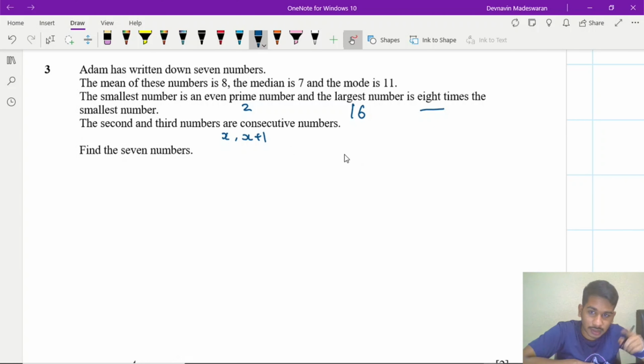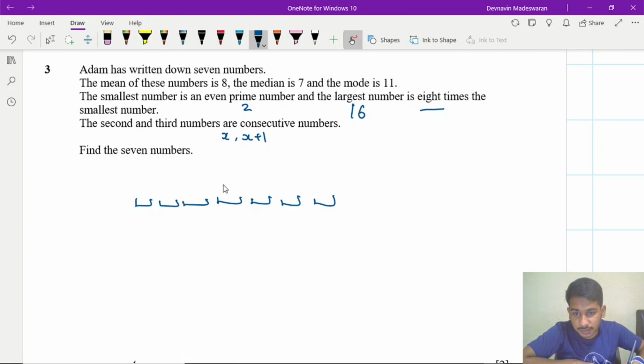Second number, they are written in ascending order, I think. Yeah, it should be ascending order because second and third. Okay, but it doesn't matter. So there are 7 numbers. Let's write down: 1, 2, 3, 4, 5, 6, 7. The middle number is 7. Let's arrange them in ascending order. So the smallest number is 2, and the largest number is 16.